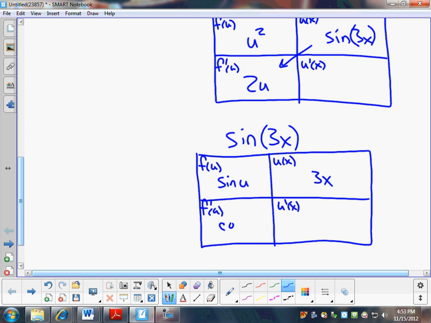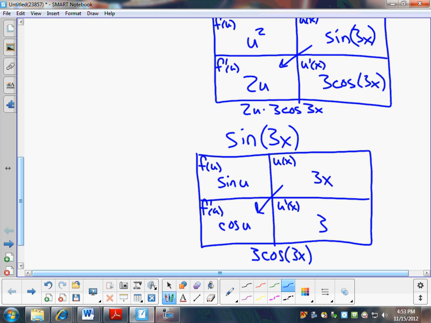Derivative of sine of u, cosine of u. Derivative of 3x, 3. Remember to plug it back in. Multiply these together. I get 3 cosine of 3x. So that's my derivative for sine of 3x. 3 cosine of 3x. Multiply those together. 2u times 3 cosine of 3x. And what you can see is you have to plug your u back in. So you get 6. 2 times 3 is 6. Sine of 3x times cosine of 3x. And that is my derivative that I end with.